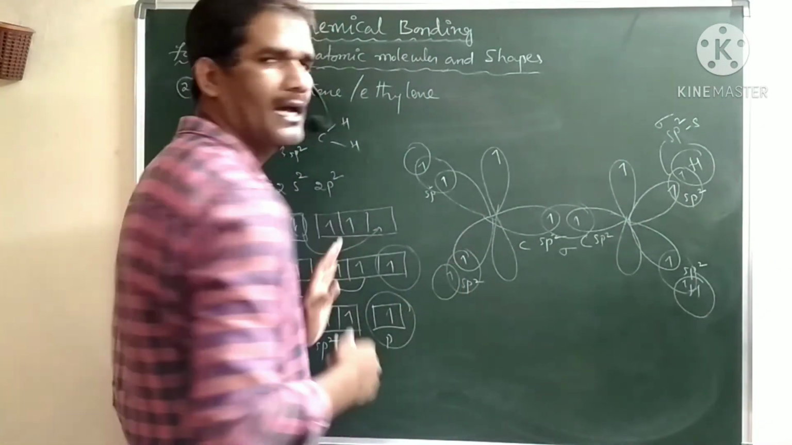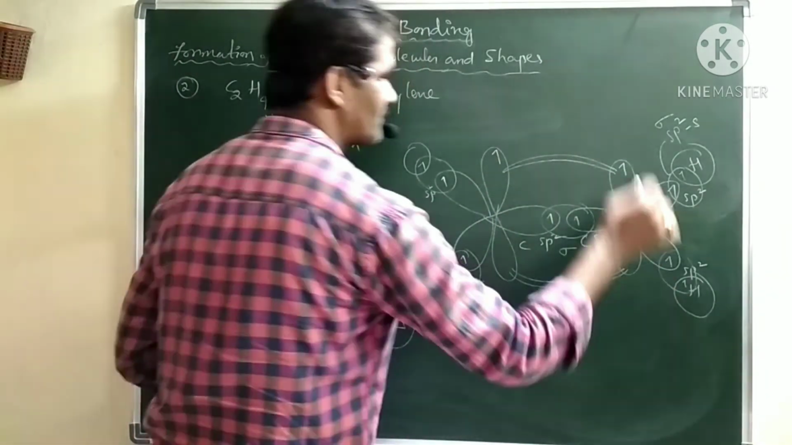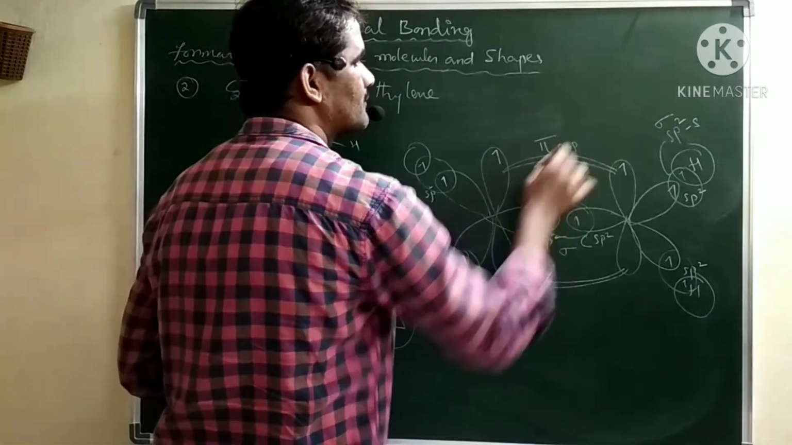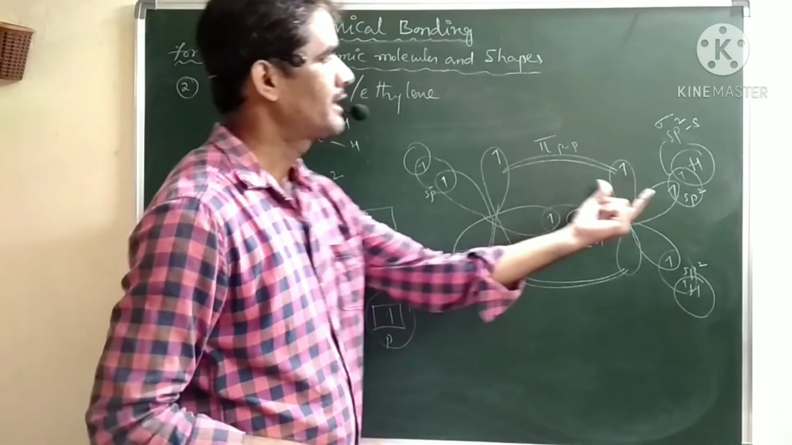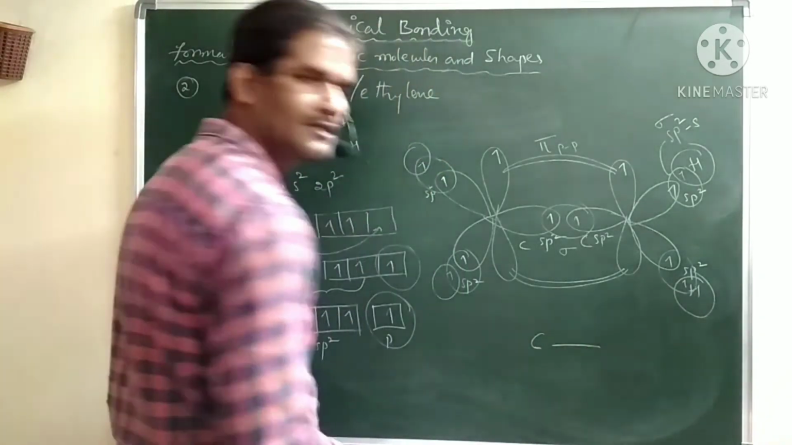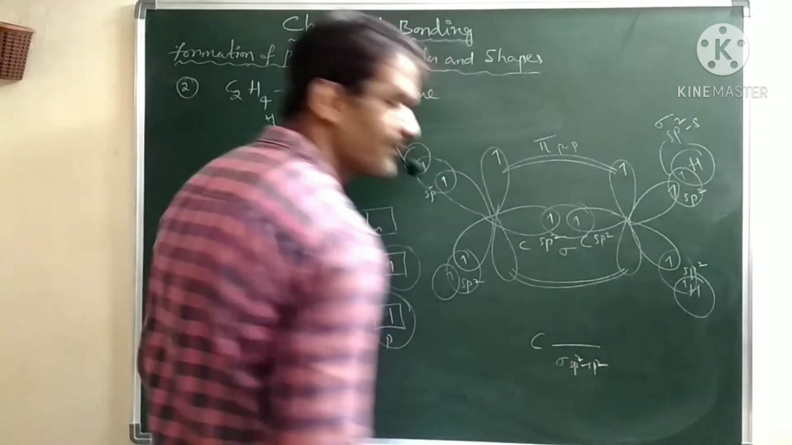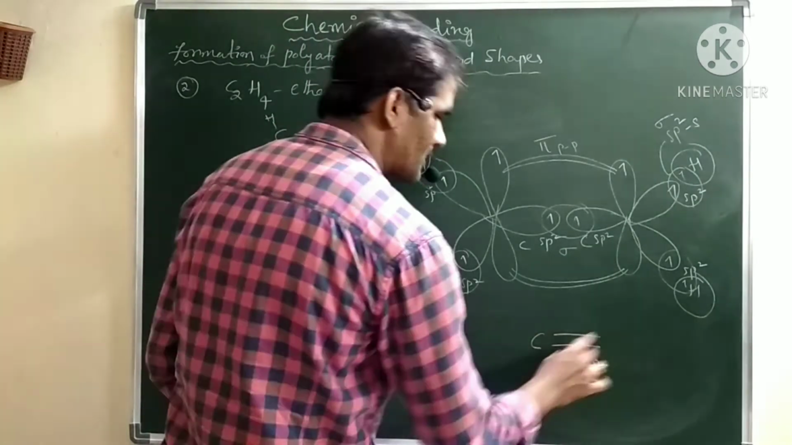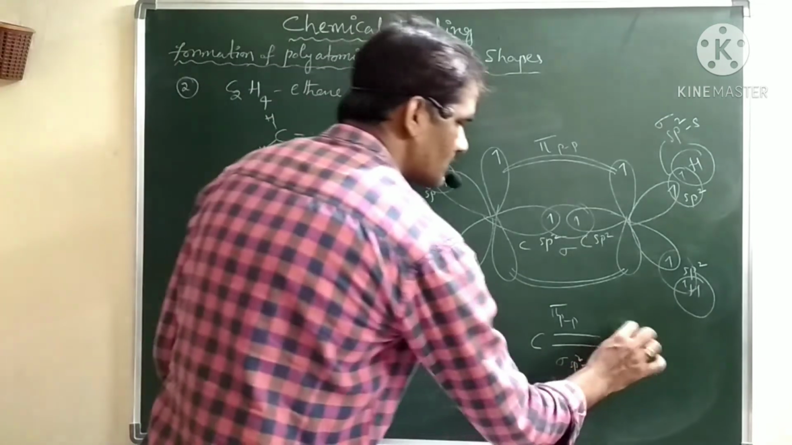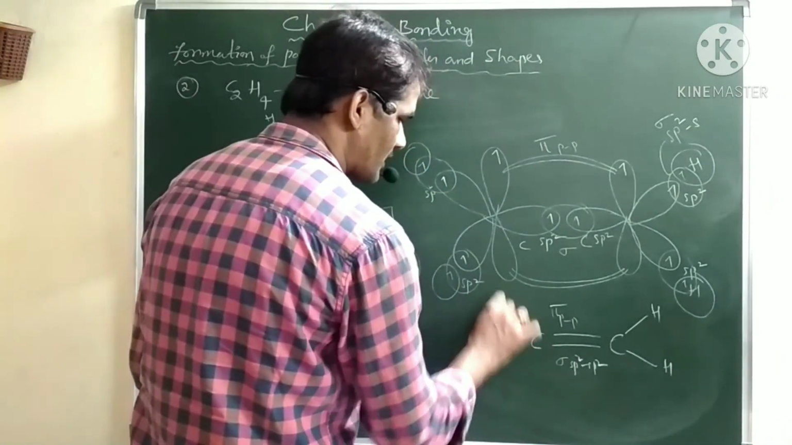Then here we have parallel or sideways overlapping, and the sideways overlapping leads to the formation of a pi bond. This pi bond is due to p-p overlapping, the p orbital of one carbon atom and the p orbital of the other carbon atom. Then overall, first it will form one sigma bond, due to sp2 overlapping. Next, it will form one pi bond, due to p-p overlapping, and it has two hydrogens, and this also has two hydrogens.